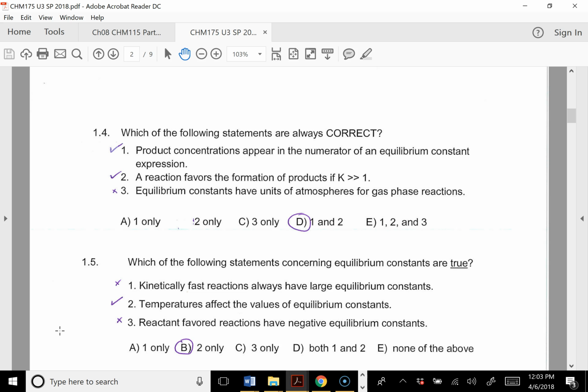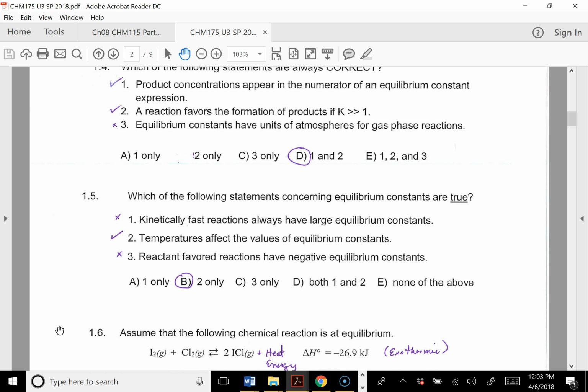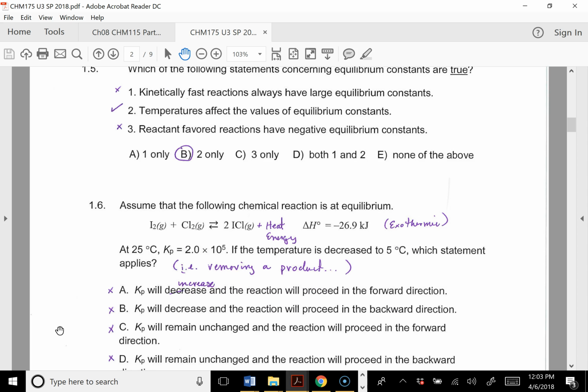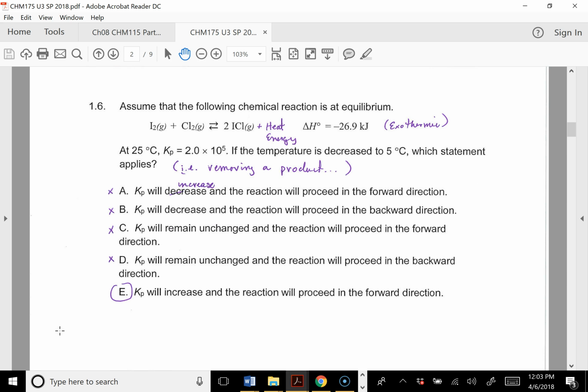Question number 2, which of these regarding your equilibrium constants is true? And only 2 is true. Number 2, it's true that the temperature will give you, and I talked about that. It's not true that the equilibrium constants have nothing to do with kinetics. And you cannot have a negative equilibrium constant. Because it's a ratio of your products over reactants, you just cannot.